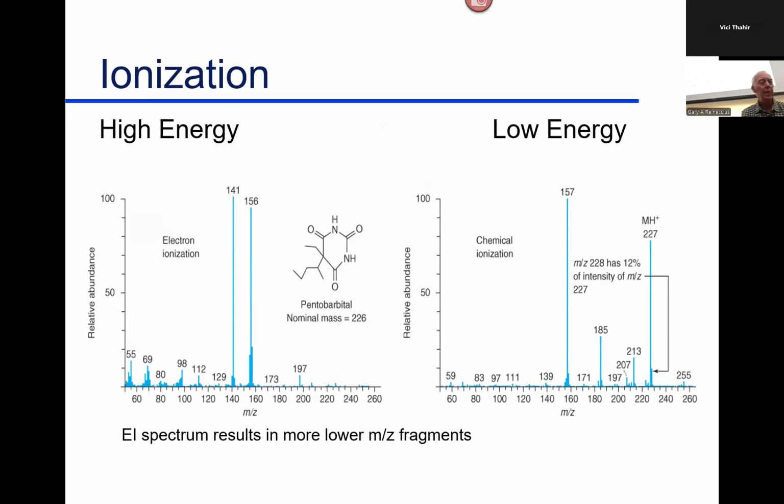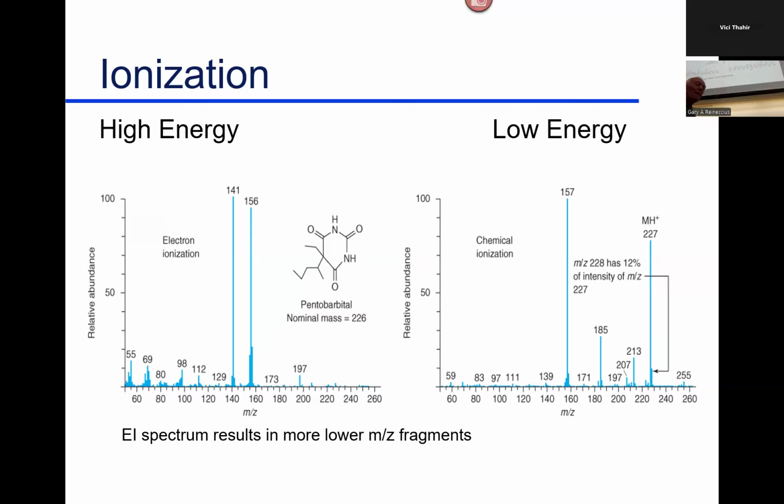We have a choice of how much energy we put into the system. Very commonly, it's 70 electron volts. That's more powerful than most ions that you'll form, any bonds that you'll form. So if you hit it with 70 electron volts, which is high energy, what you'll find is you get a lot of pieces. This molecule, this is pentobarbital, its molecular weight is 226. But what do we see? Do we see anything up in here? Not really. We hit it with high energy, blew it to bits. And so we see something lower mass.